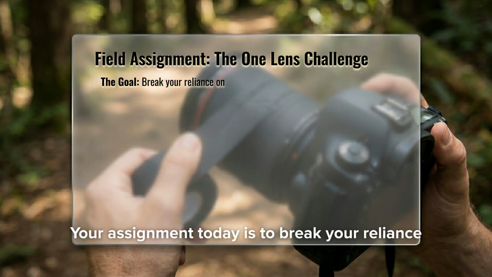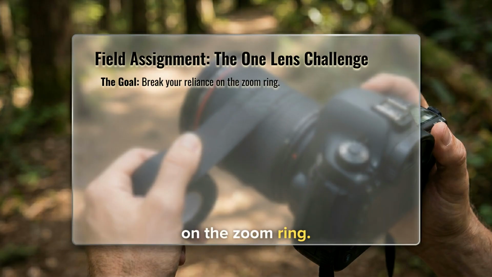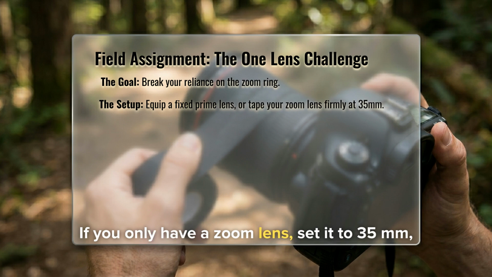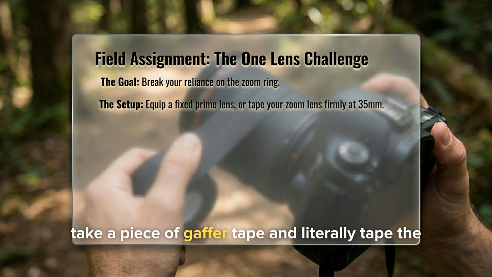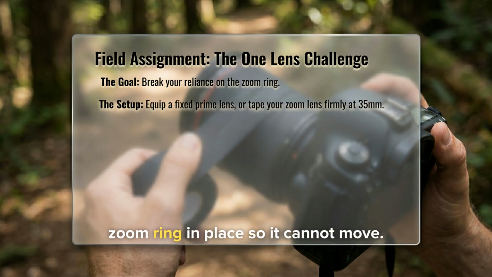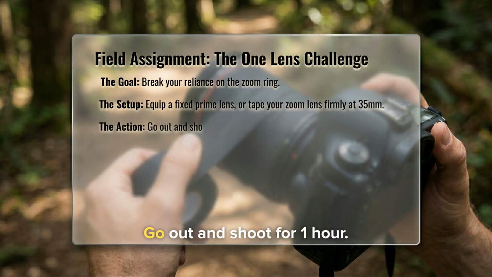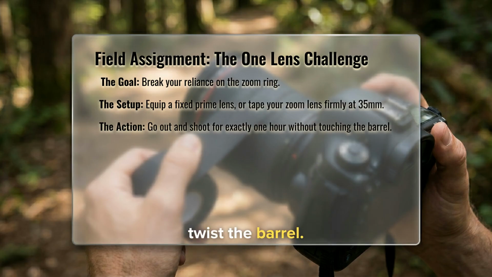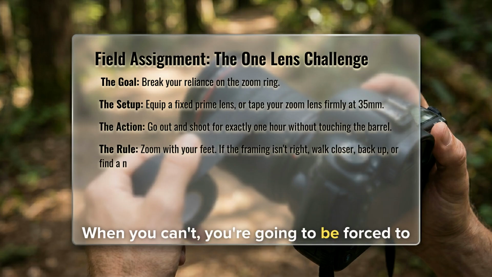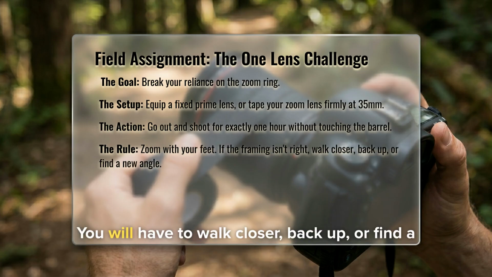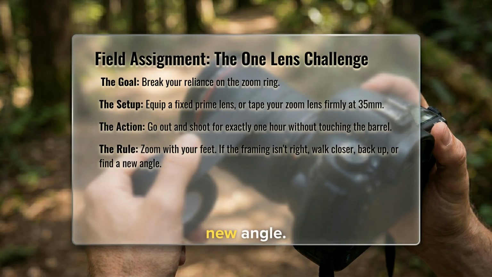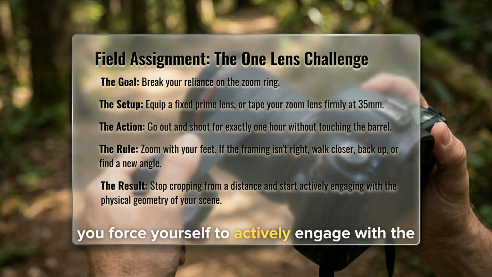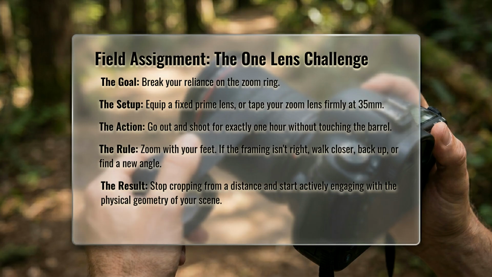Your assignment today is to break your reliance on the zoom ring. If you own a fixed prime lens, put it on. If you only have a zoom lens, set it to 35mm, take a piece of gaffer tape, and literally tape the zoom ring in place so it cannot move. Go out and shoot for 1 hour. When you see a subject, your instinct will be to twist the barrel. When you can't, you are going to be forced to zoom with your feet. You will have to walk closer, back up, or find a new angle. By taking away the convenience of the zoom, you force yourself to actively engage with the geometry of the scene.